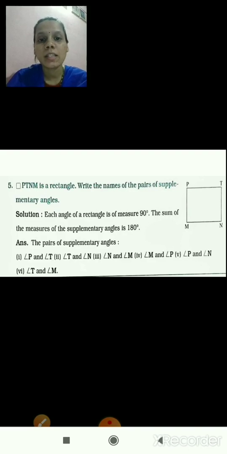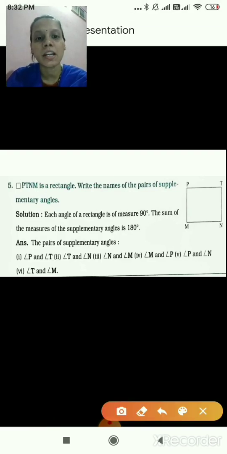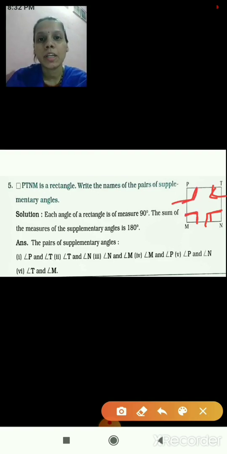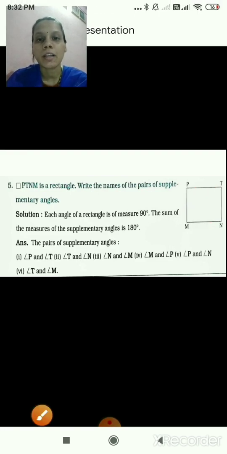Then the second one is, we have started from this angle P, angle T. Now the second one is angle T and angle N. The third one is angle N and angle M. And the fourth one is angle M and angle P. The fifth one is opposite we have written, that is P and N. And the last one is T and M, or you can write down M and T. So these are the 6 pairs of supplementary angles. I hope you are clear with this answer.